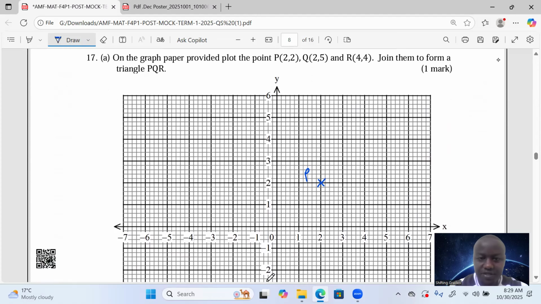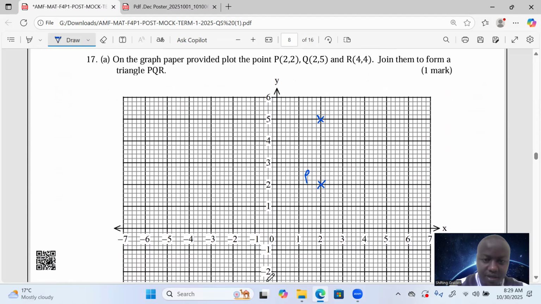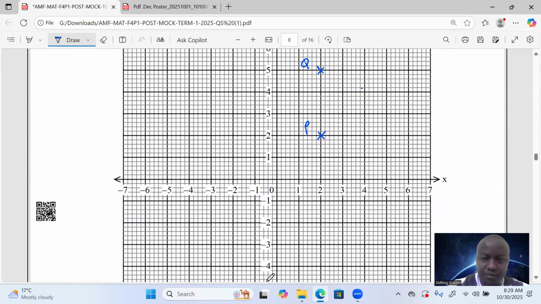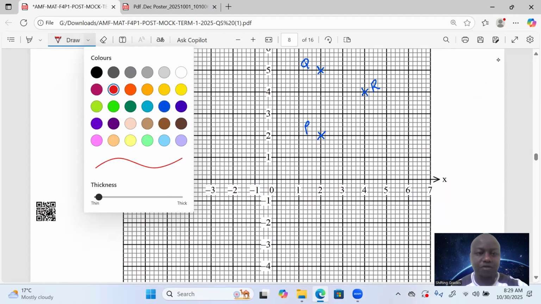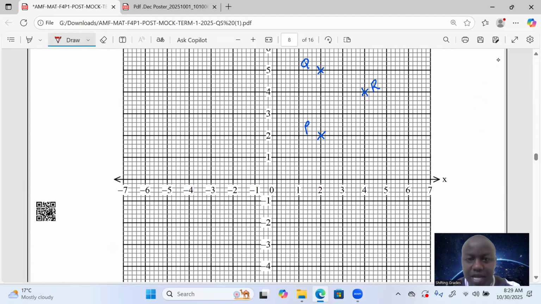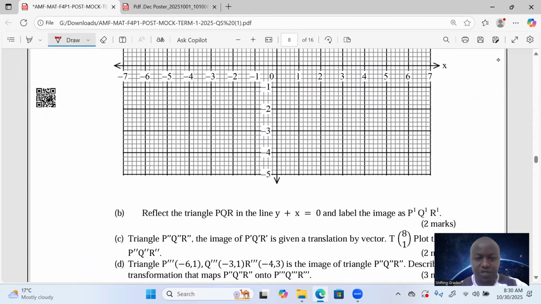Then (2,5). So 2, 5. That's our Q. Then R is (4,4). So we've identified the 3 coordinates. Then we have to join them now to come up with the triangle. P to Q, then to R. Very easy, you obtain the first mark. Then we proceed with interpreting the questions.